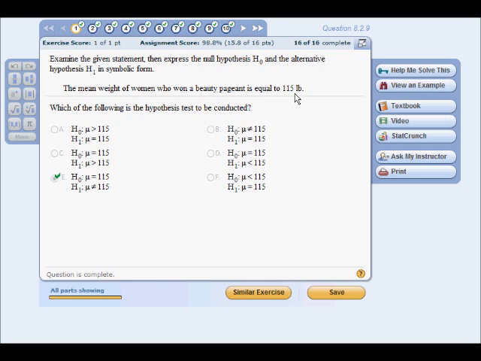So here we have the mean weight of women. This μ symbol here is the symbol for mean. So our answer is obvious. Our null statement is our mean is equal to 115. Our alternative statement is a statement that makes that untrue. So our alternative hypothesis is your mean is not 115. And we are ready for our next problem.